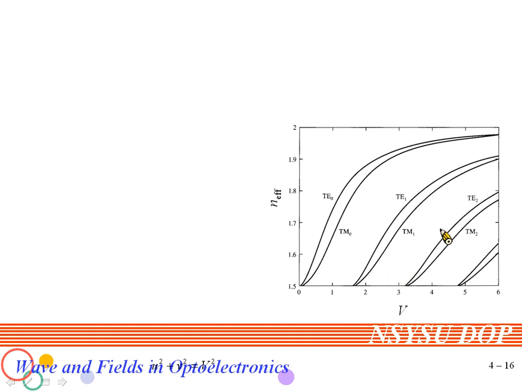This figure shows the mode effective index NEFF at different values of the normalized frequency. For M0, we have the TE0 mode and the TM0 mode. For M1, we have TE1 and TM1. For M2, we have TE2 and TM2. For different polarization, we can learn the following properties from this curve.